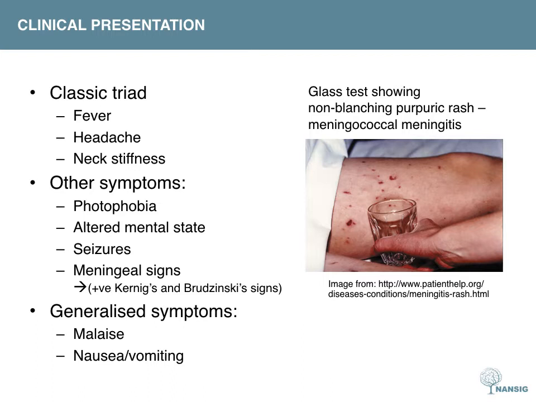A specific sign of meningococcal meningitis, often accompanied by septicemia, is the presence of a non-blanching, purpuric or petechial rash. A glass test can be performed to confirm the non-blanching nature of the petechiae, as shown in the picture on the right. This involves pressing a glass against the skin and observing that the rash is still present.